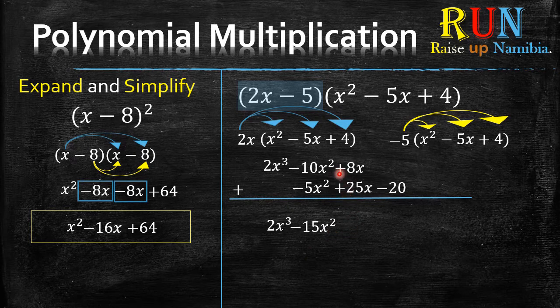Now, 8x plus 25x will give us 33x. Okay? When we come to the negative 20, it doesn't have a like term, so we just bring it down the same way it is. And that is basically your final answer. Okay?